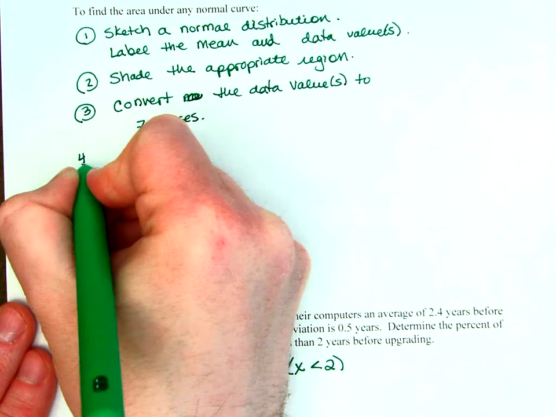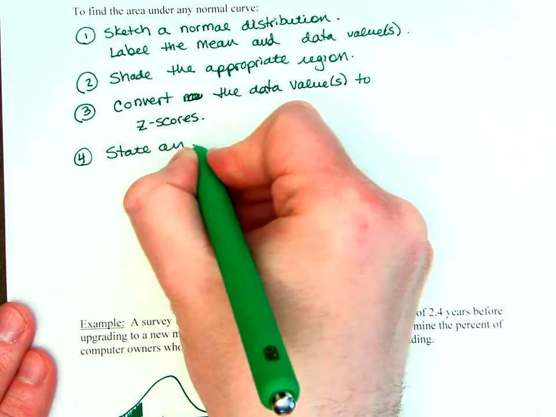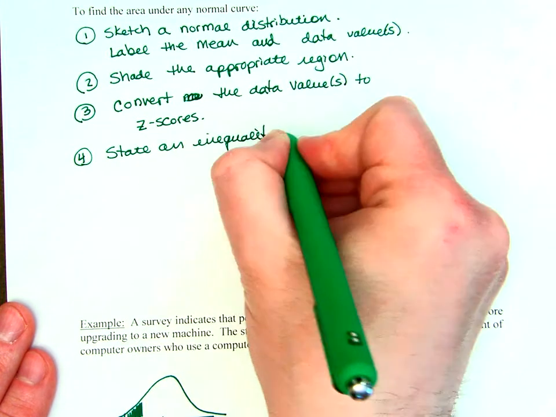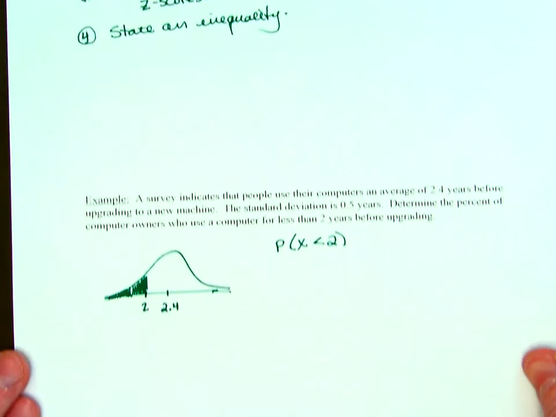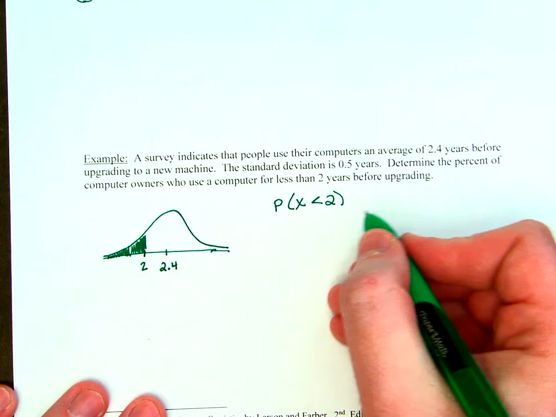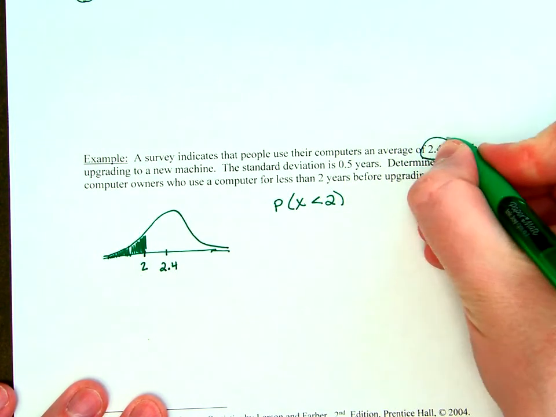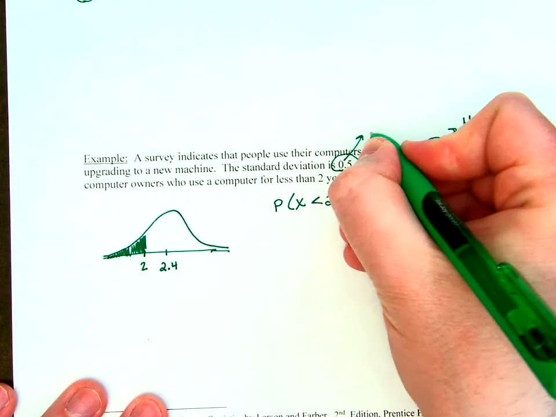When we're done with that, we'll state an inequality. I'm going to convert the data value I have, so that 2 years, I'm going to convert that into a z-score. Then I'll give an inequality for this problem, and then I'll be just about there. So I need to turn 2 into a z-score. I know that my mean is 2.4. I know my standard deviation is 0.5.